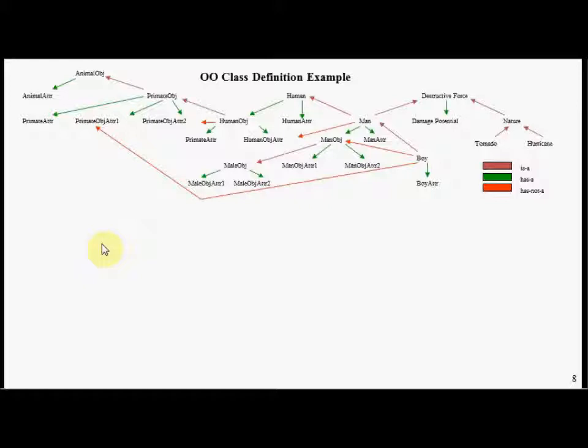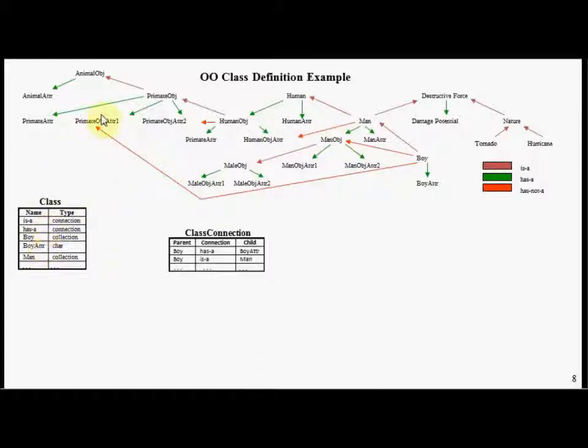With this soft schema model, let's look at an example of instantiating a class instance. We have a class graph here, and all the data in this graph can be represented with two tables. We have a class table representing all of the nodes of this graph. We have a class connection table showing all of the connections. Now I didn't bother showing all of them. I just showed a few of the rows.